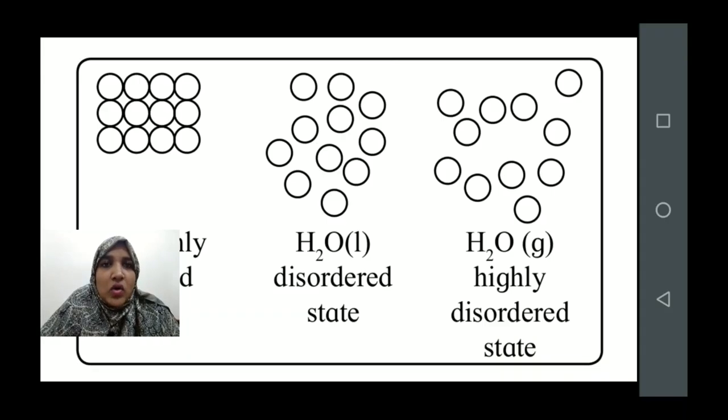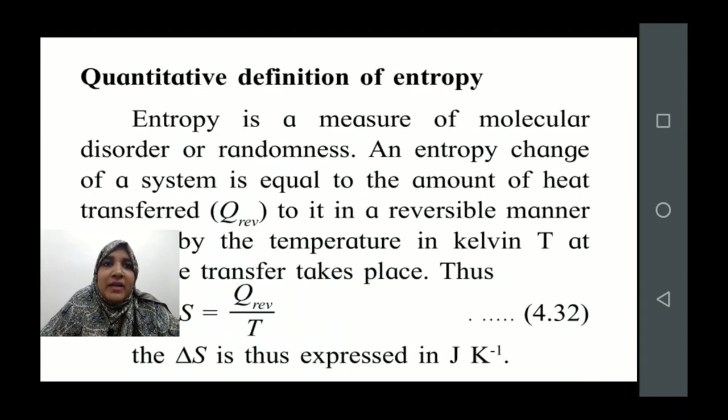It is not necessary that the disorder can always be observed due to changes in the physical state of the system. It is possible that the system is still in the same solid, liquid or gaseous phase, but still the entropy of the system is changing. To find it out, what can we do? We can take the help of the formula which says that the change in entropy, delta S, is equal to Q reversible upon T. This is a quantitative definition or expression for entropy. What is Q reversible here? Q reversible is the amount of heat that is transferred to the system in a reversible manner.